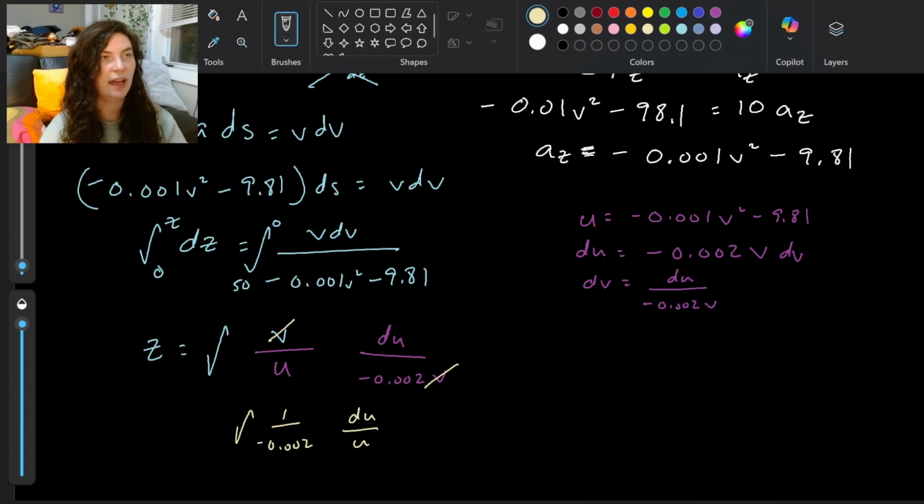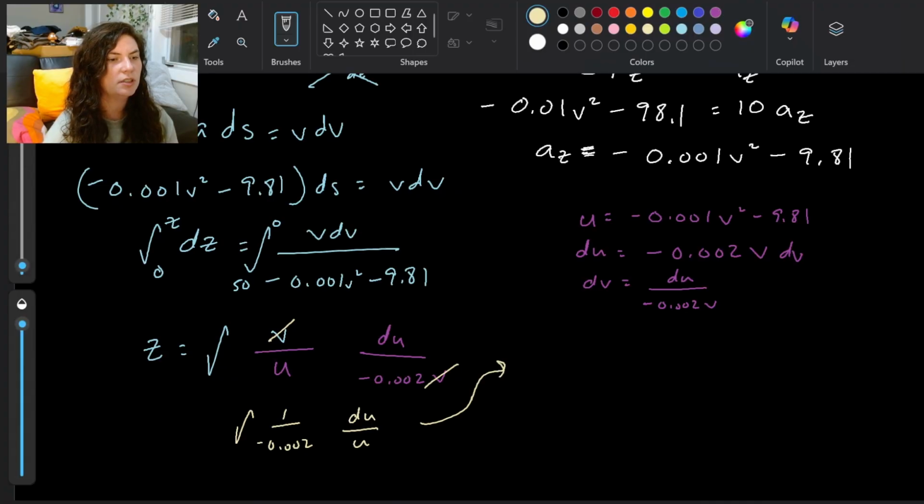U over u gives me a natural log. The integral of 1 over x is the natural log of x. Another special condition to remember. So we'll go ahead and have that integral. I'll write it over here.